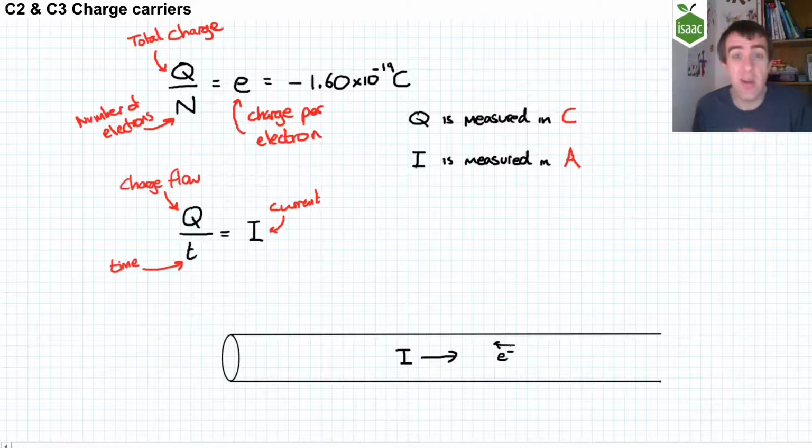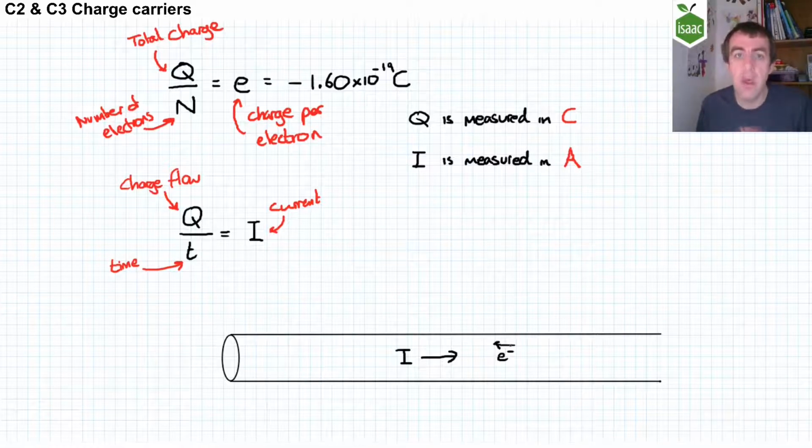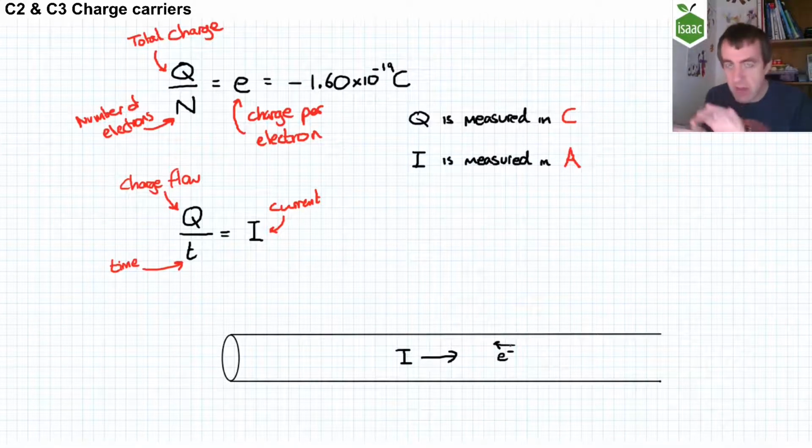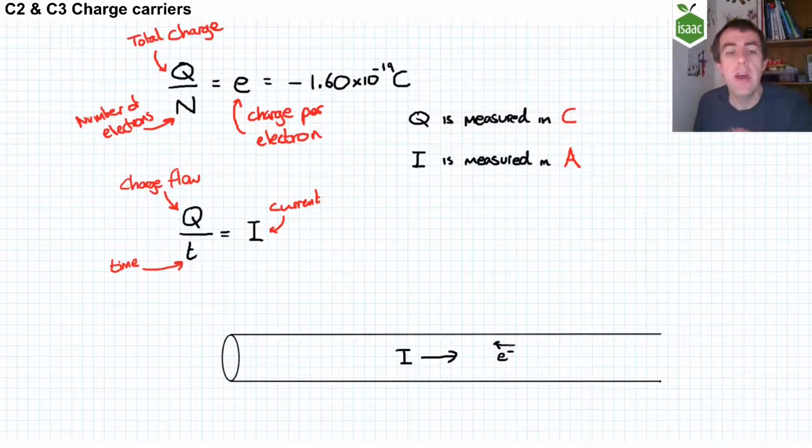And it turns out that they drift very slowly through this wire. They're moving very quickly from atom to atom, these conduction electrons, but they drift very, very slowly with a speed that we call the drift velocity.